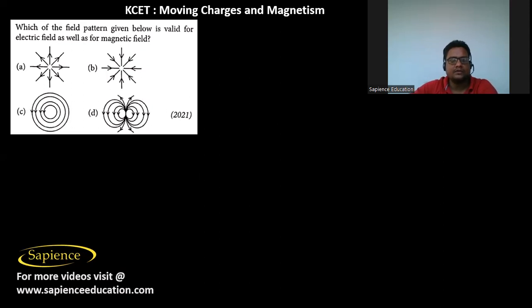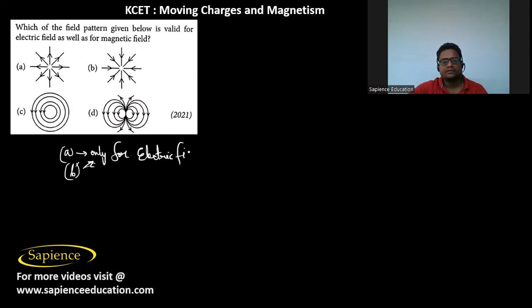Here it is asked which of the field patterns given below is valid for electric field as well as for magnetic field. Options A and B, these two electric field line patterns, are applicable only for electric field. And option C is applicable for electric field as well as for magnetic field.